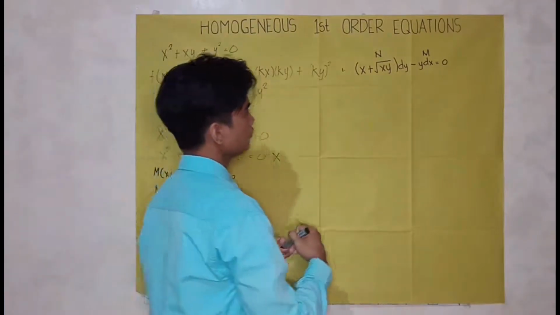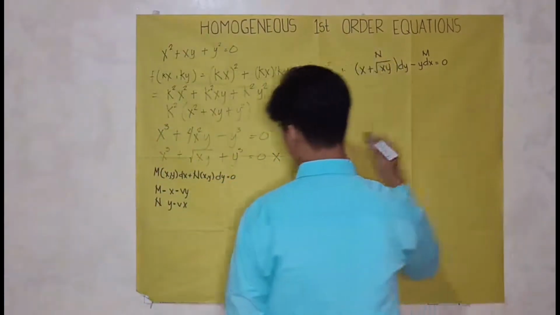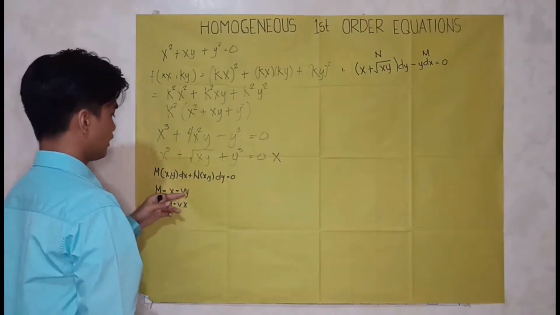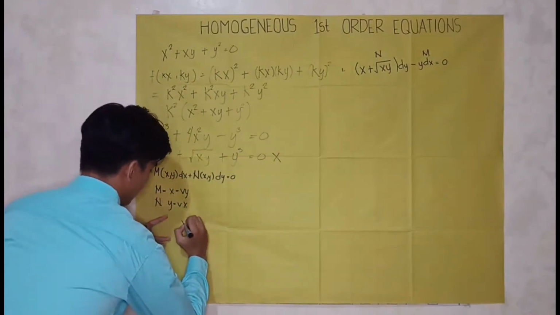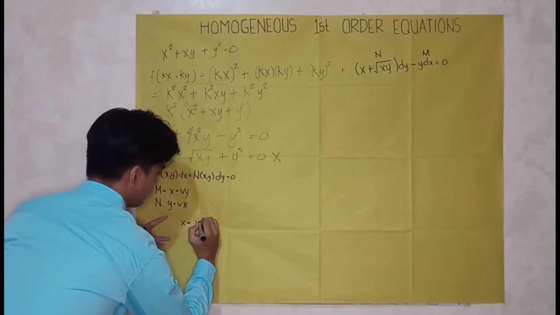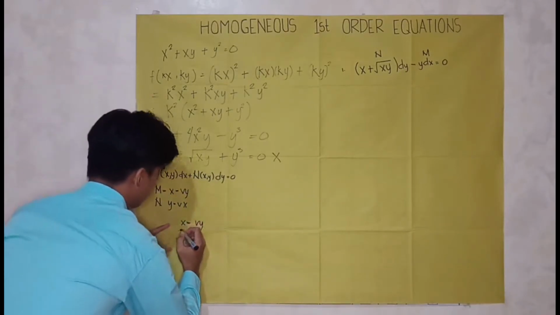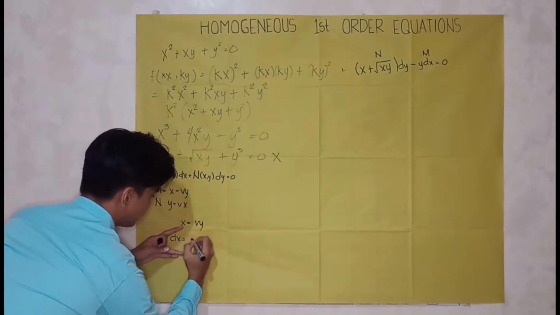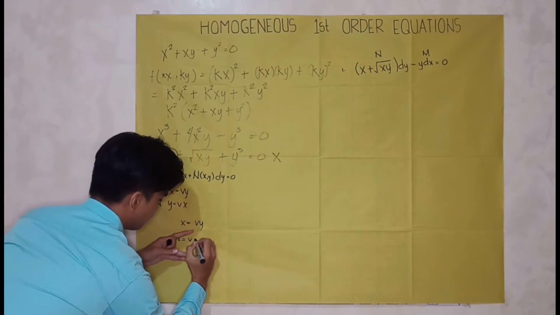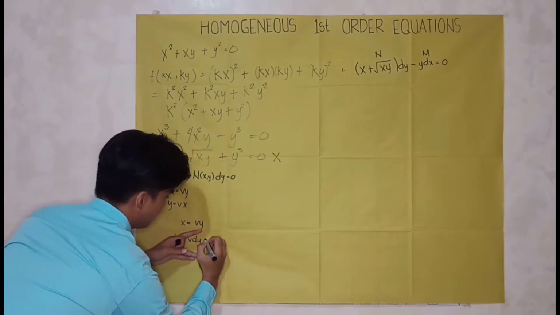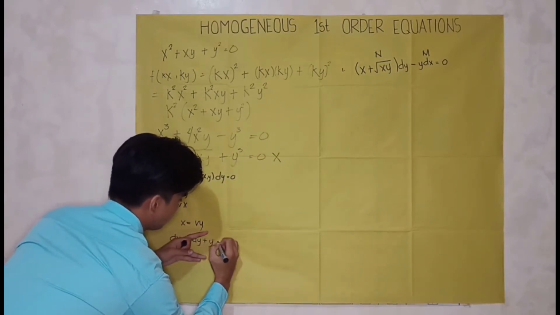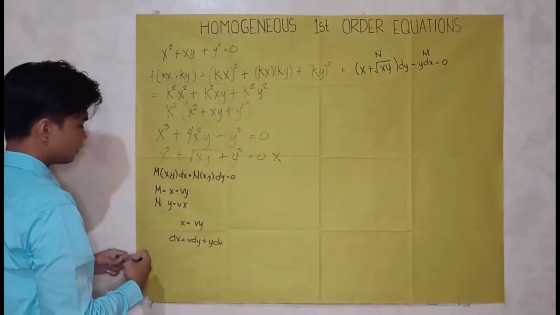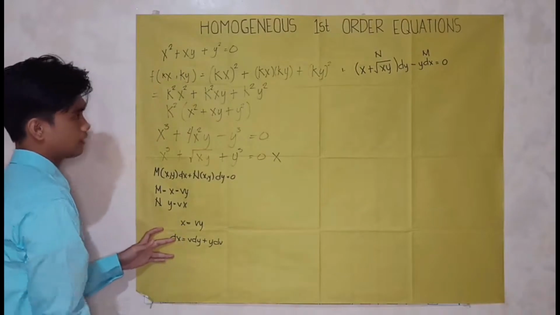So, gamitin natin, v times y. Itong function na to, kailangan natin i-derive. So, x is equal to v times y. Product rule. So, dx is equal to v derivative of y plus y derivative of v. So meron na tayong x and dx.